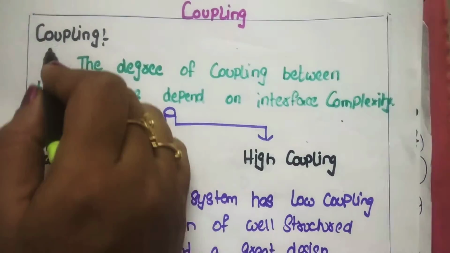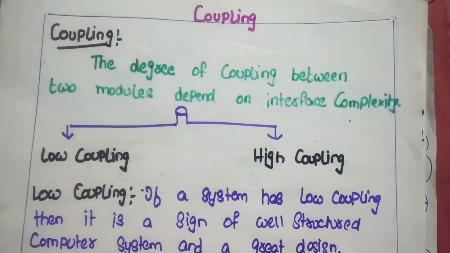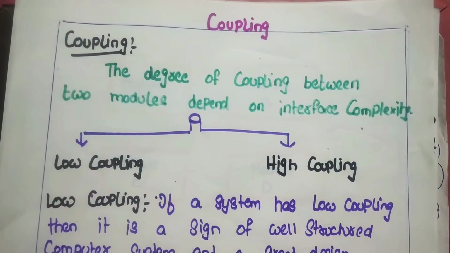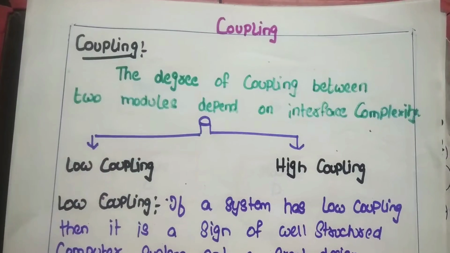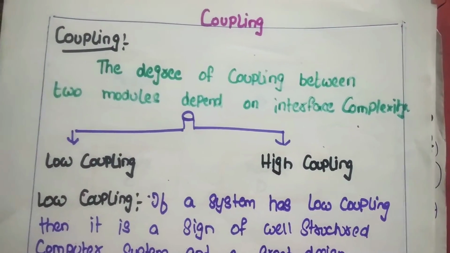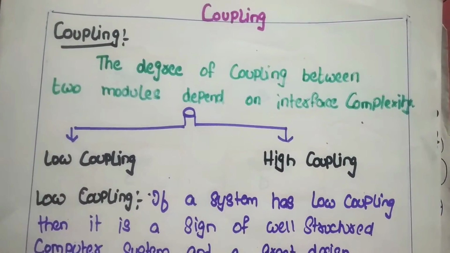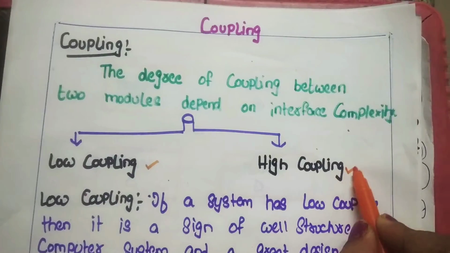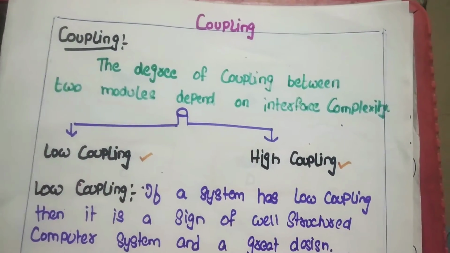When you see the definition of coupling, the degree of coupling between two modules depends upon the interface complexity. So what does it mean? Coupling generally depends upon the interface complexity, and that complexity depends upon two types. One is low coupling and the second one is high coupling. So what is low coupling?